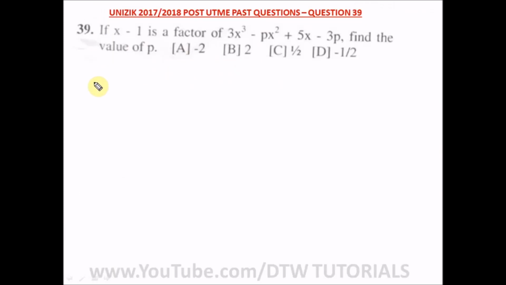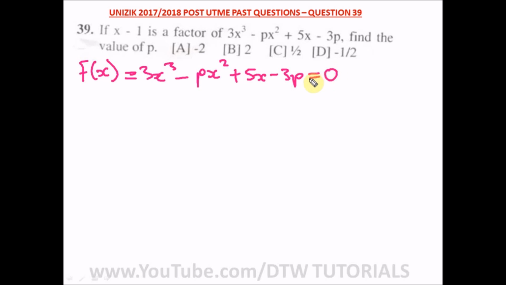Question 39 of the UNIZIK 2017/2018 post-UME past question. That's your Nnamdi Azikiwe University, Awka. It says if x minus 1 is a factor of 3x^3 minus px^2 plus 5x minus 3p, find the value of p. That means the factor of this particular equation, f(x) = 3x^3 minus px^2 plus 5x minus 3p, is equal to 0.